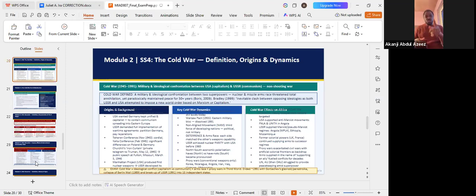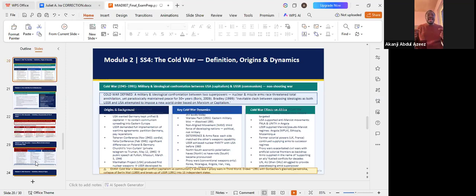Understand? Number two effect of this war on Africa is political instability. Because the Cold War caused internal division in Africa. And aside from that, it affected the harmony in Africa. Understand? Number three, economic dependency.